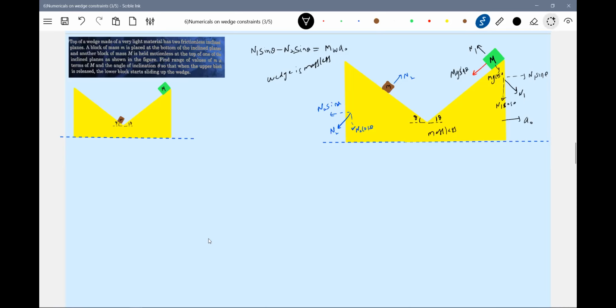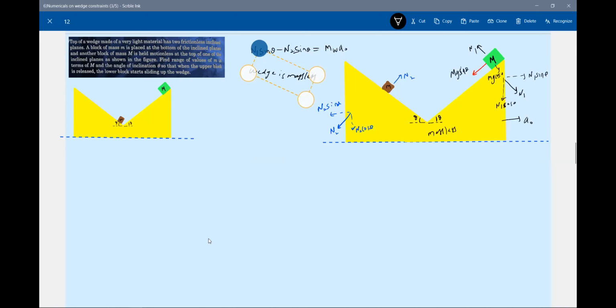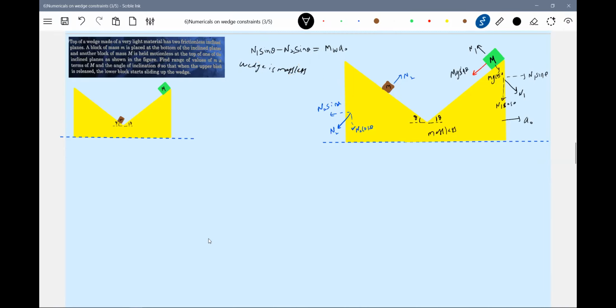As the wedge is massless, you have a very good problem. The wedge being massless means M naught is 0, but the acceleration will be non-zero. This is a very primary and important condition. Can a body which is massless have acceleration? That's the example I wanted to bring here. This part is very important conceptually. A light body also will accelerate.